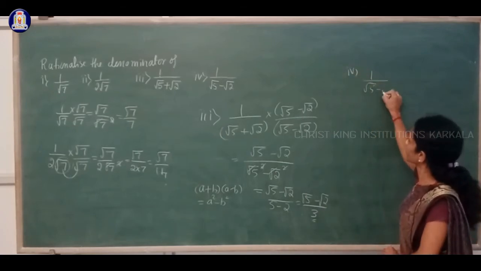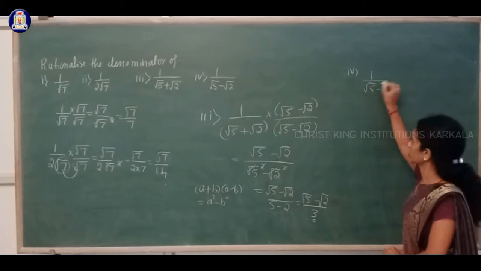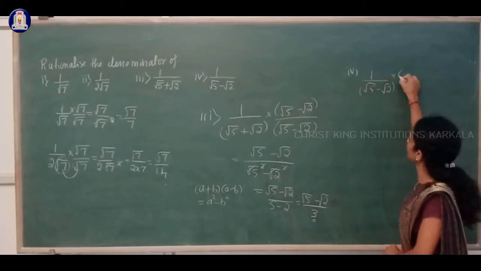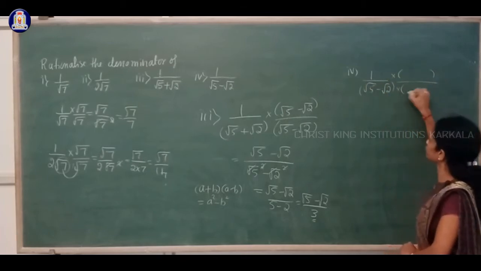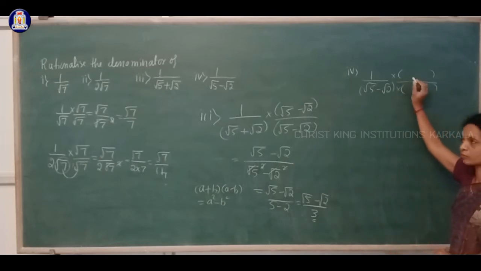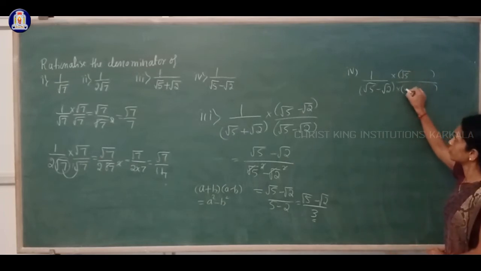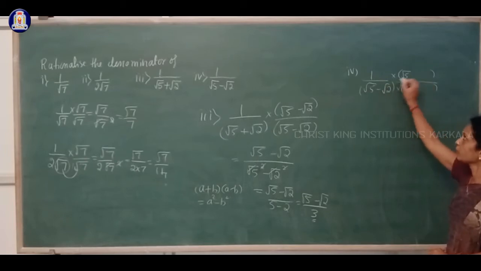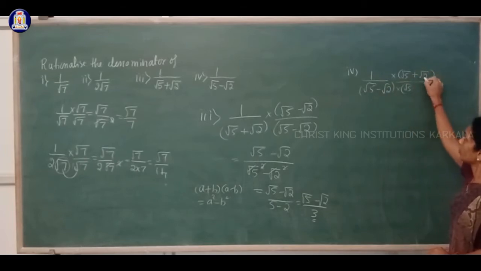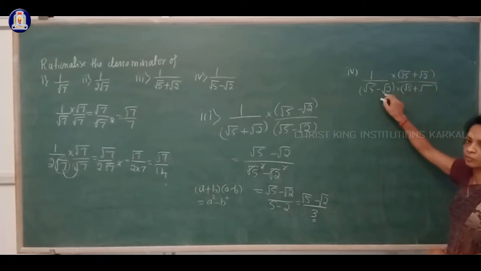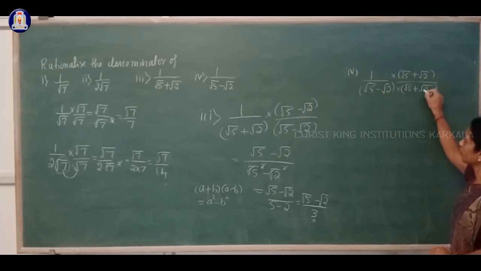And the fourth one is 1 by root 5 minus root 2. The denominator is an irrational number. You have to make that rational by multiplying by a rationalizing factor. What is a rationalizing factor? The first term will be as it is in the rationalizing factor. The second term you have to write by changing the sign. Okay, it is minus root 2, so you have to write plus root 2.